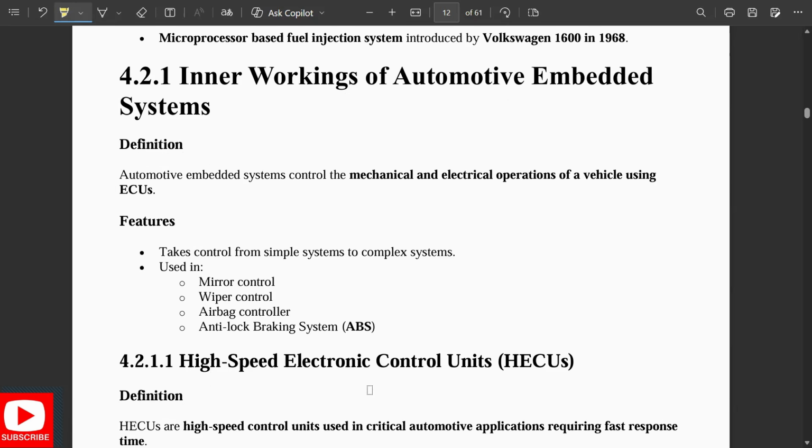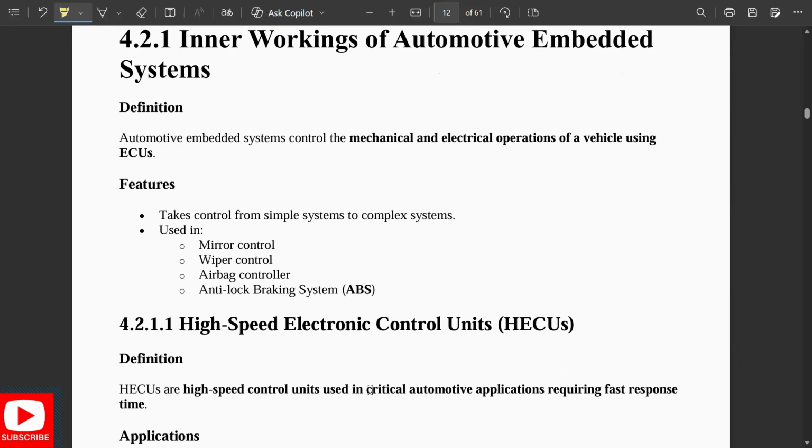What is the inner working of this automotive embedded system? It controls the mechanical and electrical operations of a vehicle using the ECUs. ECU is nothing but electronic control unit. So what are the features? They control everything from simple systems to complex systems, like mirror control, wiper control, airbag control, and anti-lock braking system.